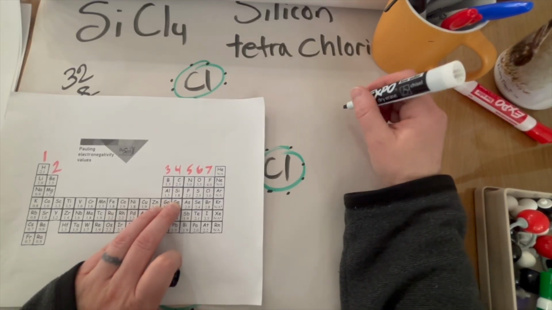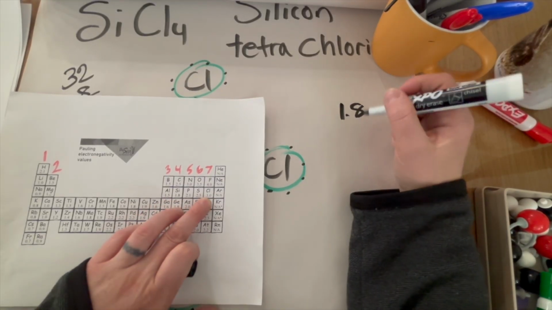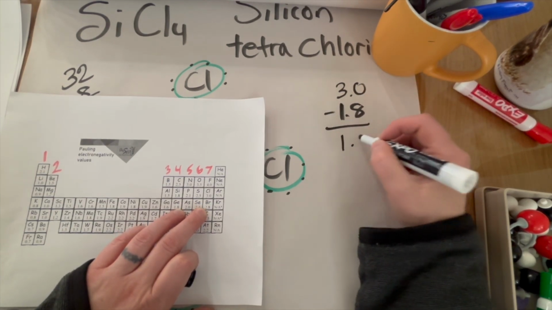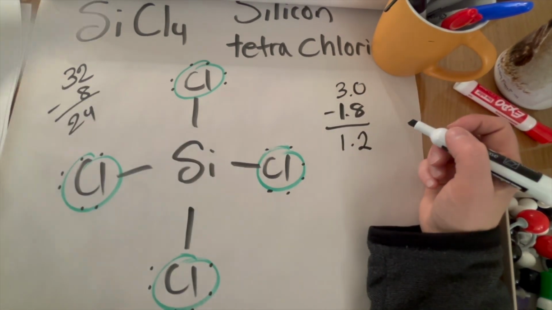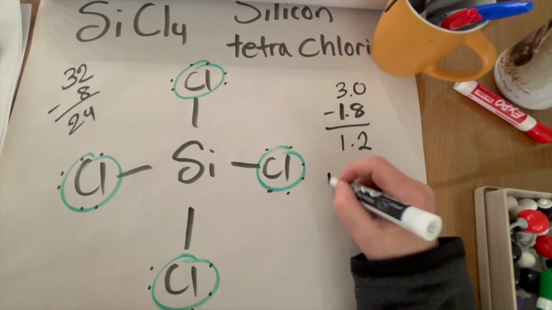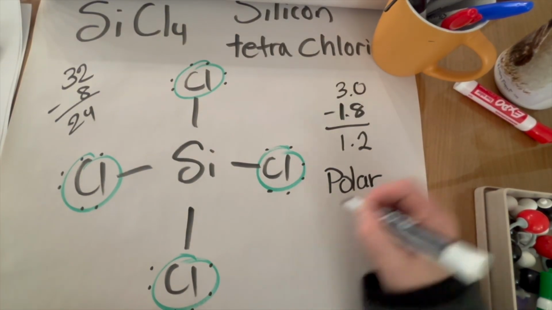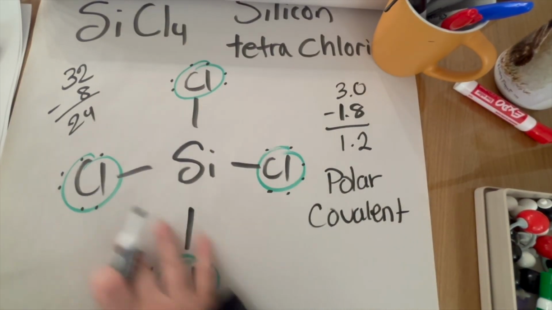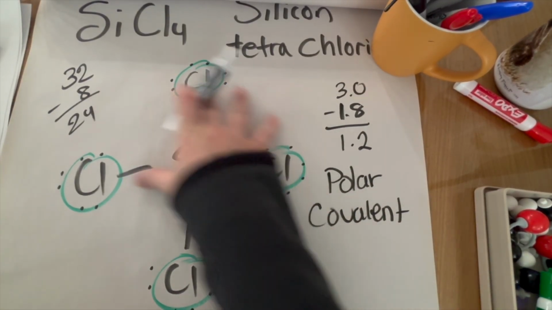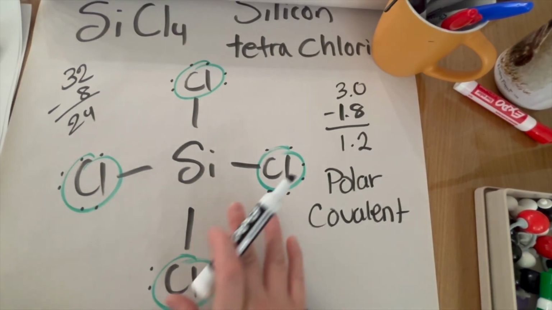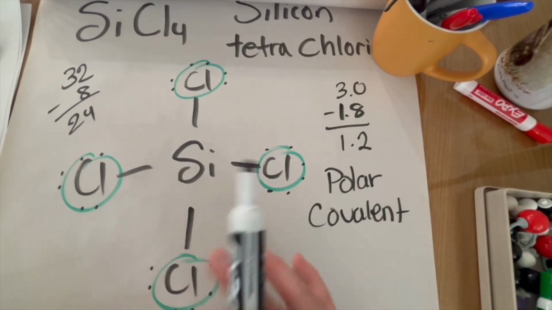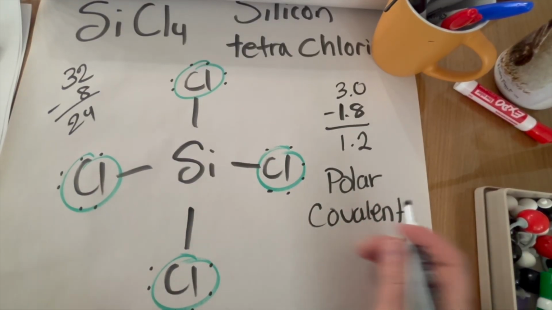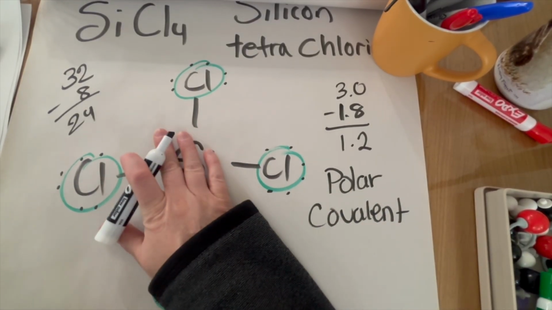Silicon has an electronegativity of 1.8 and chlorine has an electronegativity of 3. So our difference there is going to be 1.2, which is a fairly big difference and is definitely going to be a polar covalent bond. Now, just a point of reference here, this is a very non-polar molecule just because these chlorines are so evenly distributed around the silicon. So even though they have polar covalent bonds, the molecule overall is a non-polar molecule.